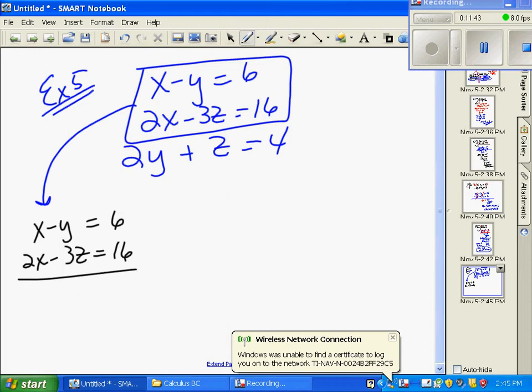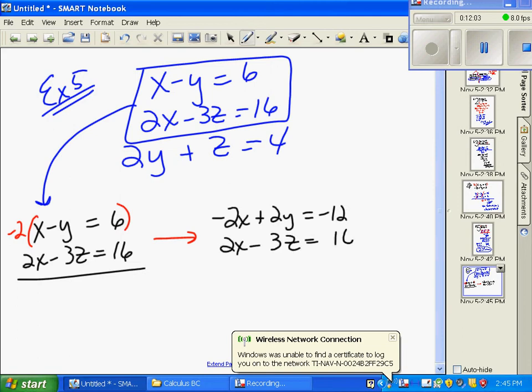Now if I'm looking at those two, I'm going to eliminate the x because that's the only thing they have in common. So I'm going to multiply that by negative 2. And what I get here is negative 2x plus 2y equal to negative 12 and 2x minus 3z equal to 16. So when I add those two together, the x's cancel like what I had planned. Now the y's and z's you cannot add together because you have to have the same variable. So I just write 2y minus 3z equal to negative 12 plus 16, which is 4.